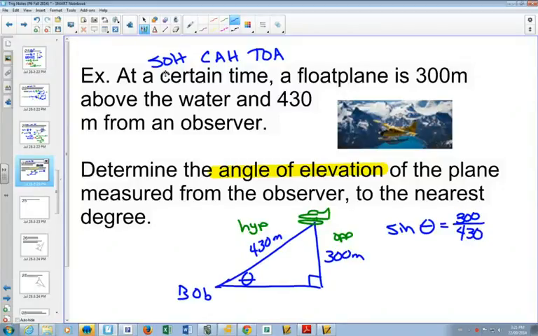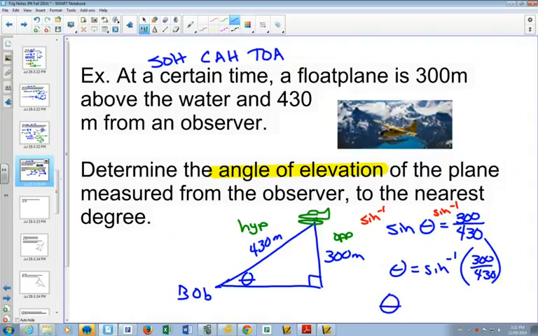And if I want to solve for theta, I'm going to need to get rid of that sine. The opposite of sine is sine inverse. Go to your calculator, and to the nearest degree, what do we get? Approximately. So 44 to the nearest degree? Excellent.